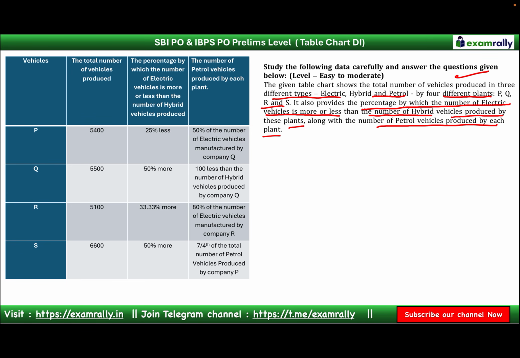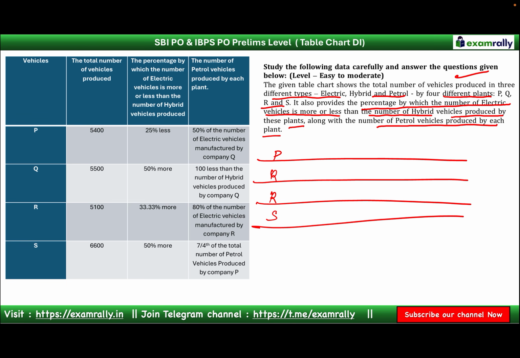Let's see here what they have given in the 4 plants P, Q, R and S. The total here they have given as a correct value, so I'm not going to take the total here. I'm just going to take the electric, hybrid and petrol. First of all, what you have to do is pause this, take a screenshot of all the questions coming in our next slide, and after that do it by yourself, and then see in how much time it is taking. Then if you have any doubt you can clarify.